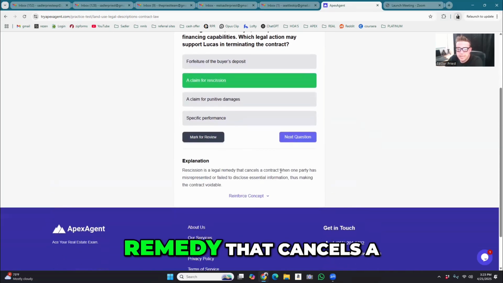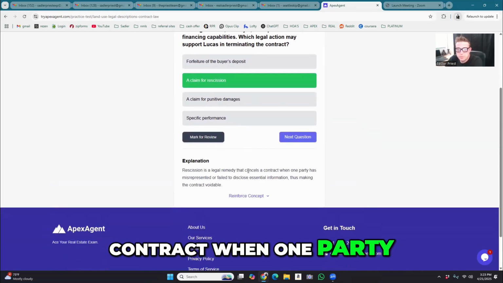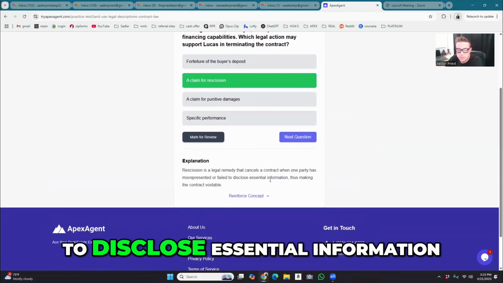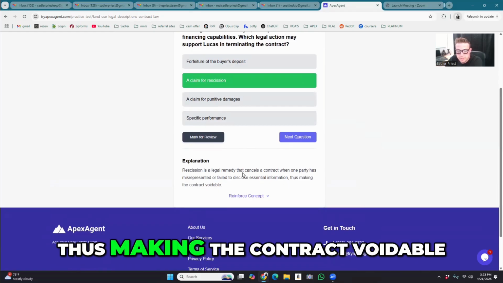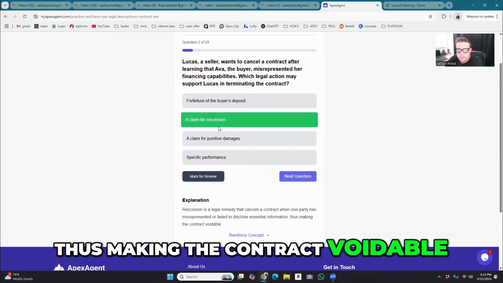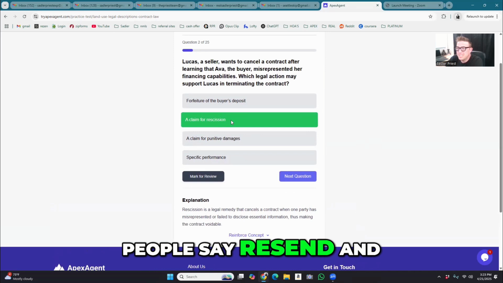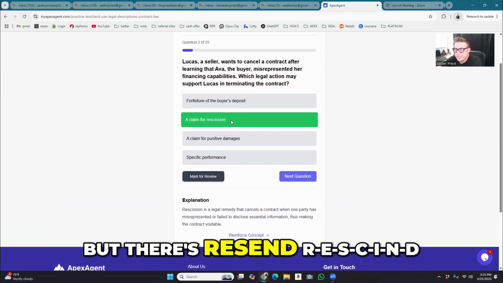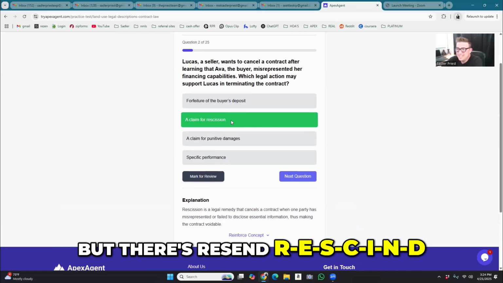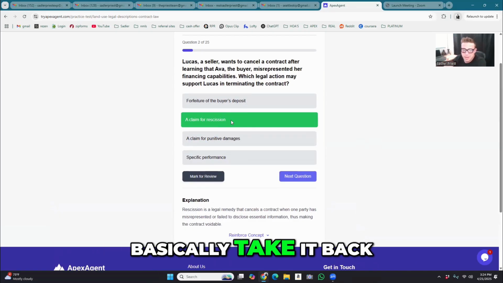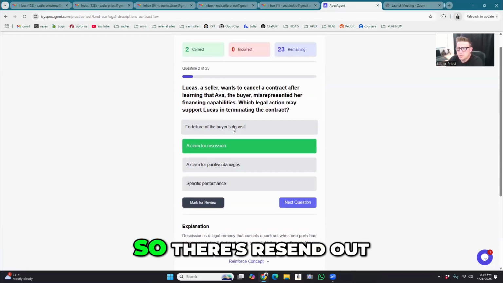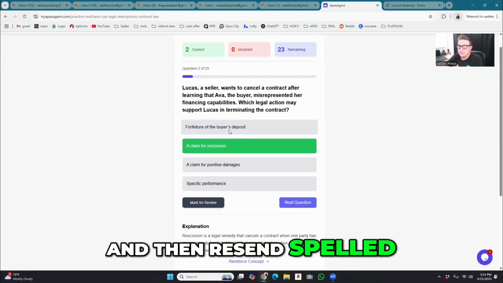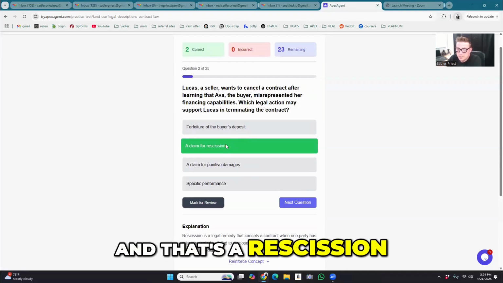Rescission is a legal remedy that cancels a contract when one party has misrepresented or failed to disclose essential information, thus making the contract voidable. Rescission, so people say rescind, and then people think it's like resend, but there's rescind, R-E-S-C-I-N-D, and that means to basically take it back. Cancels a contract. So there's resend, and then rescind spelled a different way, and that's a rescission.